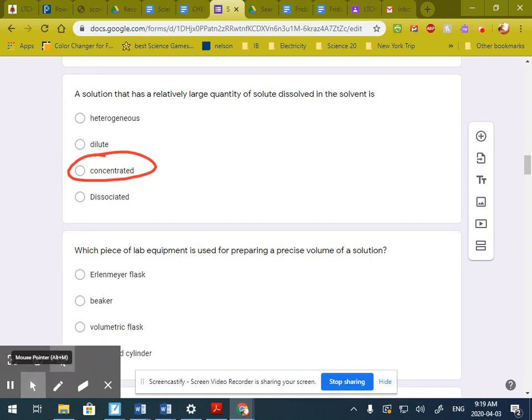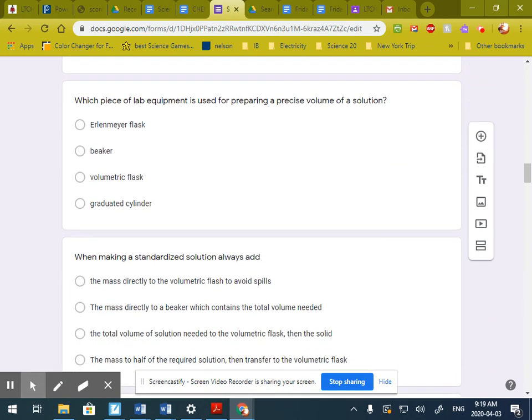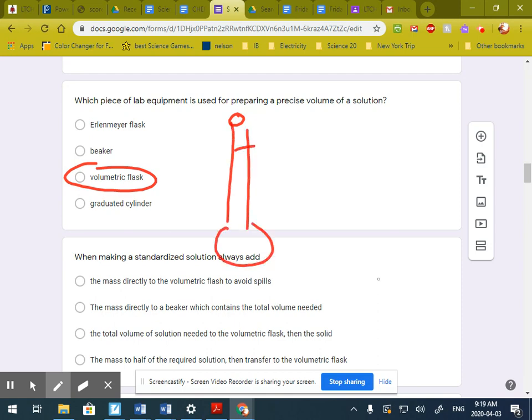If you watch the lab with Zelinsky and I, Z-Dog, which piece of lab equipment is used for preparing a precise volume of solution? That's a volumetric flask. It's one of these guys, right? Okay.